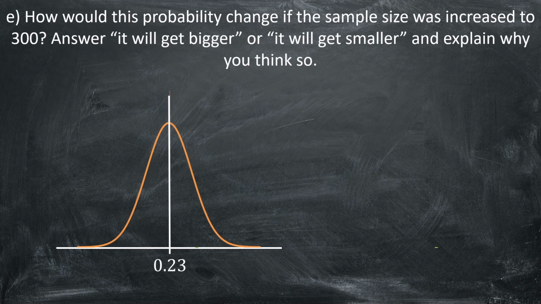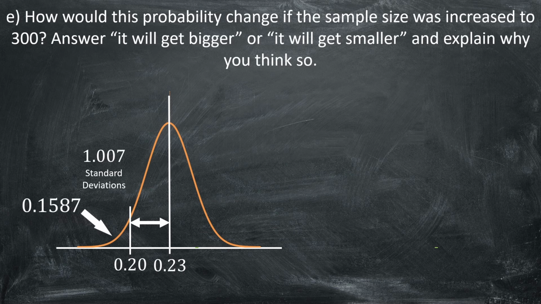So here on the left we have the distribution of p hat when the sample size is 200. So that distribution is centered at 0.23. And if we consider a value of interest 0.20, we want to know the probability p hat will be less than 0.20. Then we just find the area in the lower tail. So we standardized to get the distance in terms of standard deviation. So we got 1.007 to the left. And we found that the area in the lower tail was 0.1587.